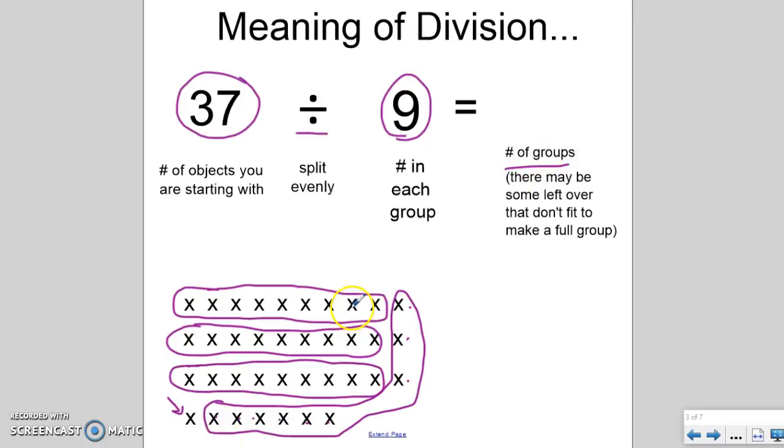So how many groups can I make? Well, I can make one group here, one group here, one group here, and one group here. That's 4 full groups of 9. So that's my whole number there. And then I have one left over that doesn't really fit into a group. So 37 divided by 9 would be 4 with a remainder of 1. Because again, that 1 is not enough to make another group of 9.